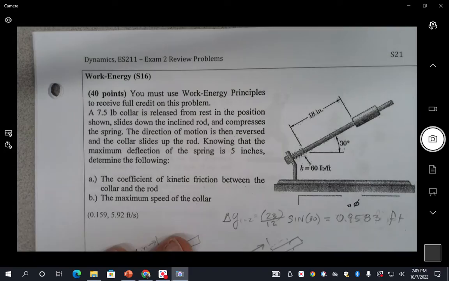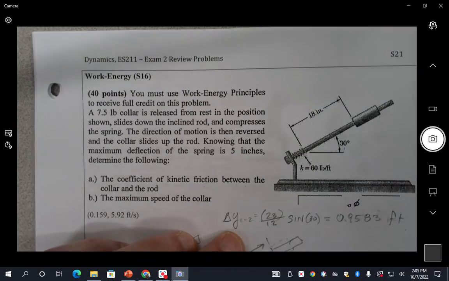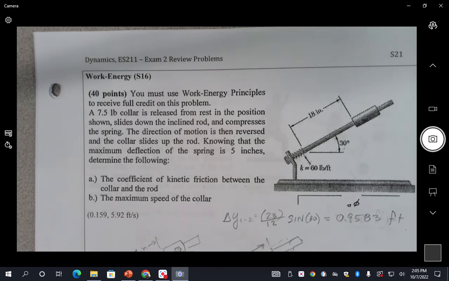Okay. You must use work energy principles to receive full credit. A 7.5 pound collar is released from rest in the position shown, slides down the inclined rod and compresses the spring. The direction of motion is then reversed and the collar slides up the rod. Knowing that the maximum deflection of the spring is 5 inches, determine the following: the coefficient of kinetic friction between the collar and the rod, and the maximum speed of the collar.